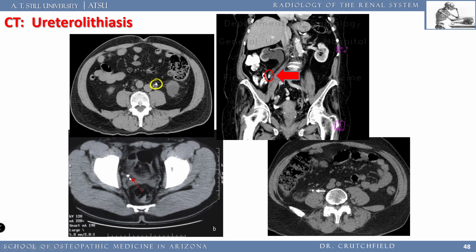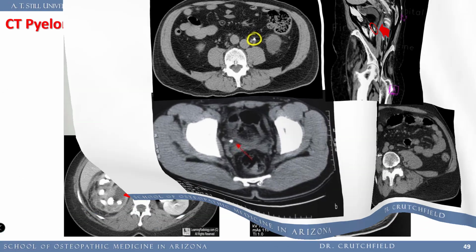ureteropelvic junction, which is where most kidney stones are located. Most kidney stones have a hard time maneuvering in the ureter over the brim, the pelvic brim. And that's what we call the UPJ, ureteropelvic junction. This is where most of our kidney stones are.